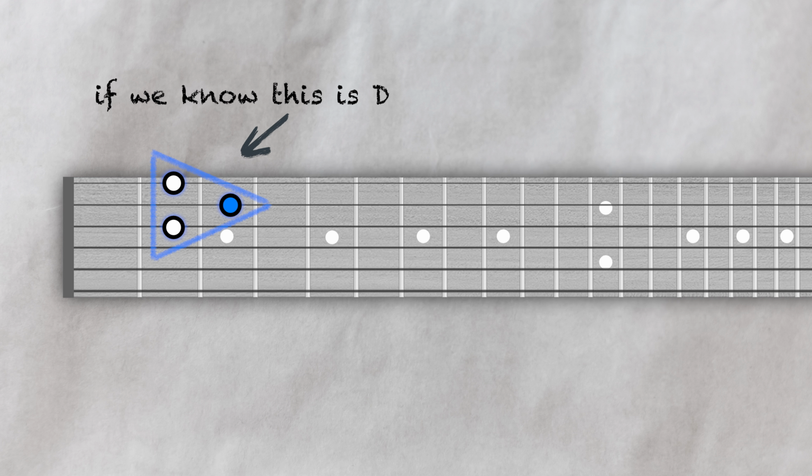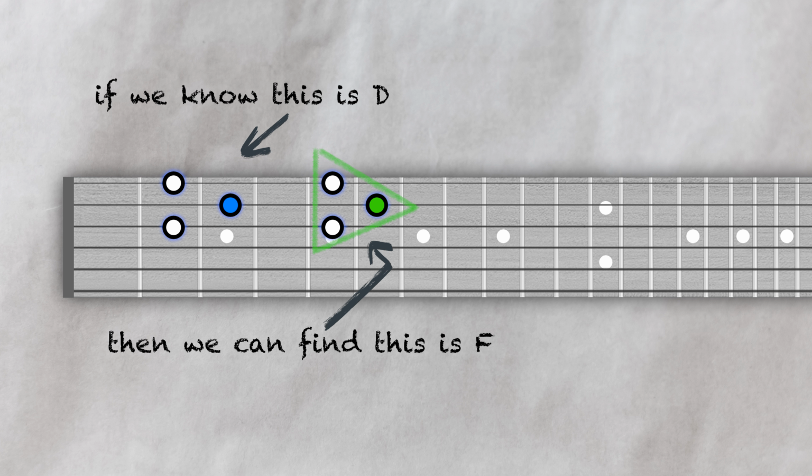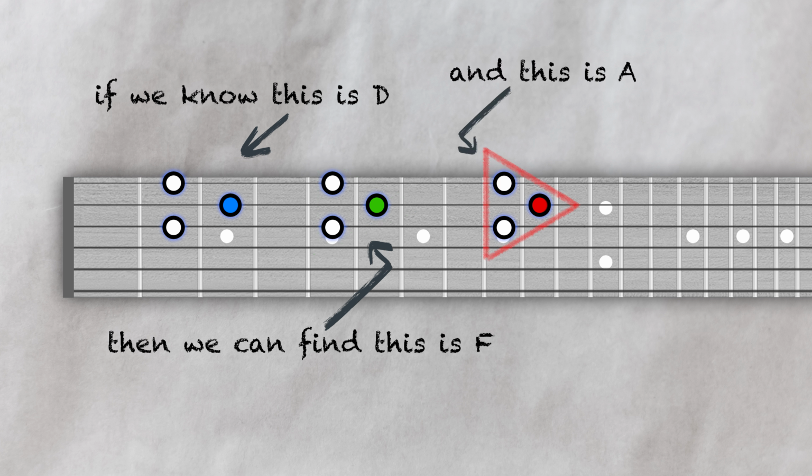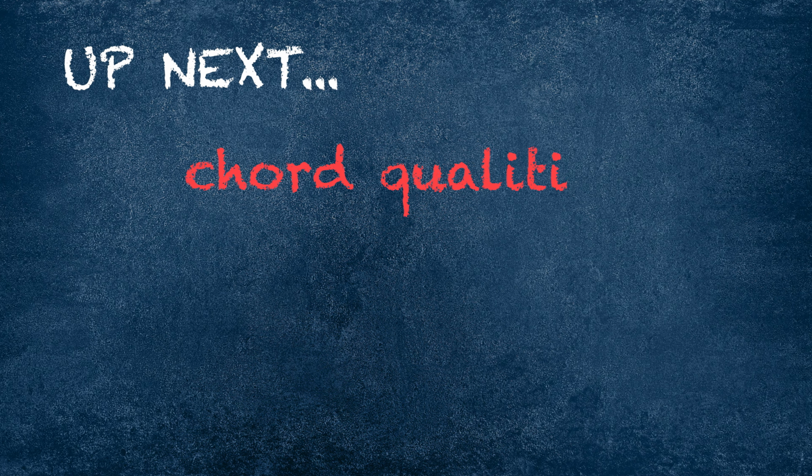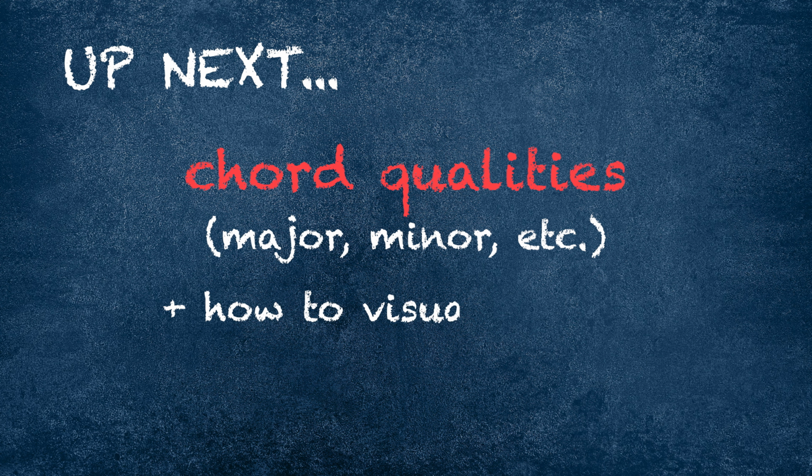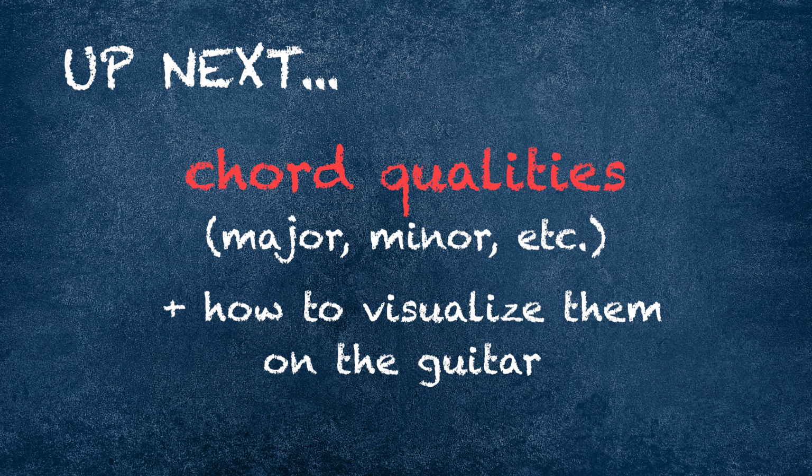But the cool thing is that these shapes really can help us to understand music theory on the guitar, because there's the theory and then there's the shape, and they should align and logically reinforce each other. So first, we're going to learn how the main chord qualities are constructed, and we're going to visualize them in the easiest possible way on guitar.